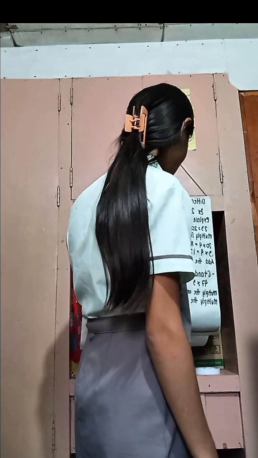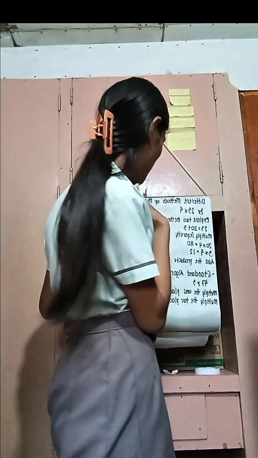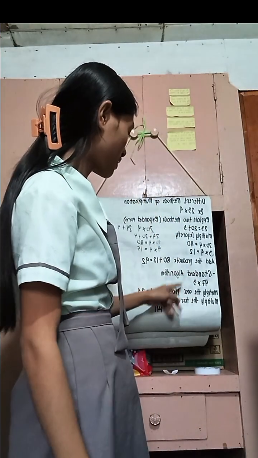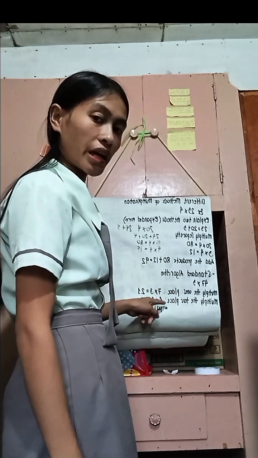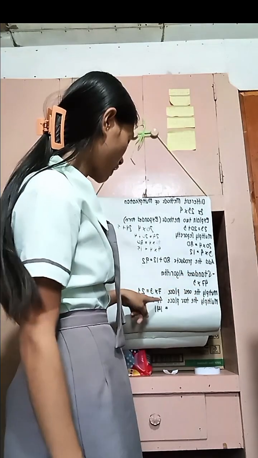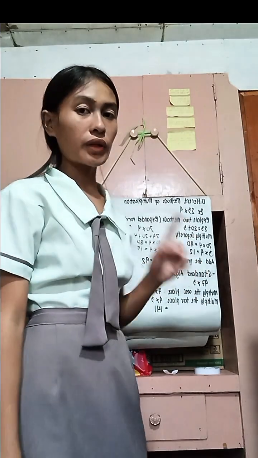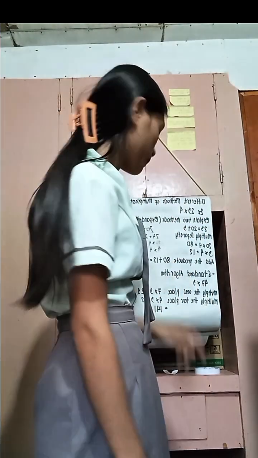Next, let's use the standard algorithm. In group 2, they say the answer is 141. Let's discuss 47 times 3. Multiply the ones place: 7 times 3 equals 21. Multiply the tens place: 4 times 3 equals 12. To have the answer, we combine them. So the correct answer is 141. The group 2 answer is correct.